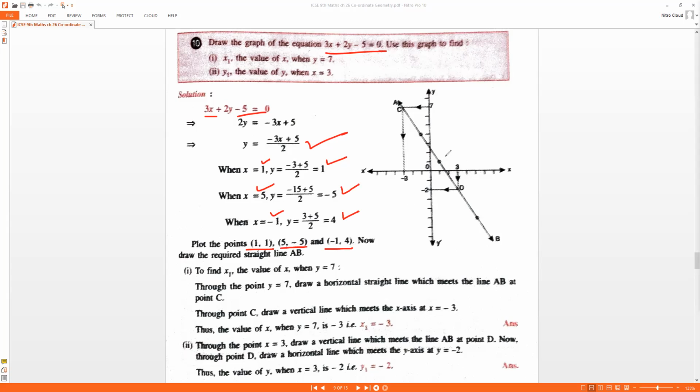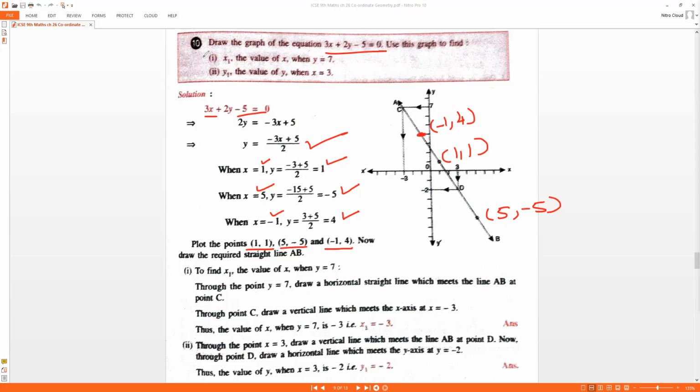1 comma 1 is this point. They haven't shown it here. The 5 comma minus 5 point is this. You have to show the points on the graph. Are you getting this? Is that clear? And the next is minus 1 comma 4. Minus 1 comma 4 is here. In that way, you draw the line.